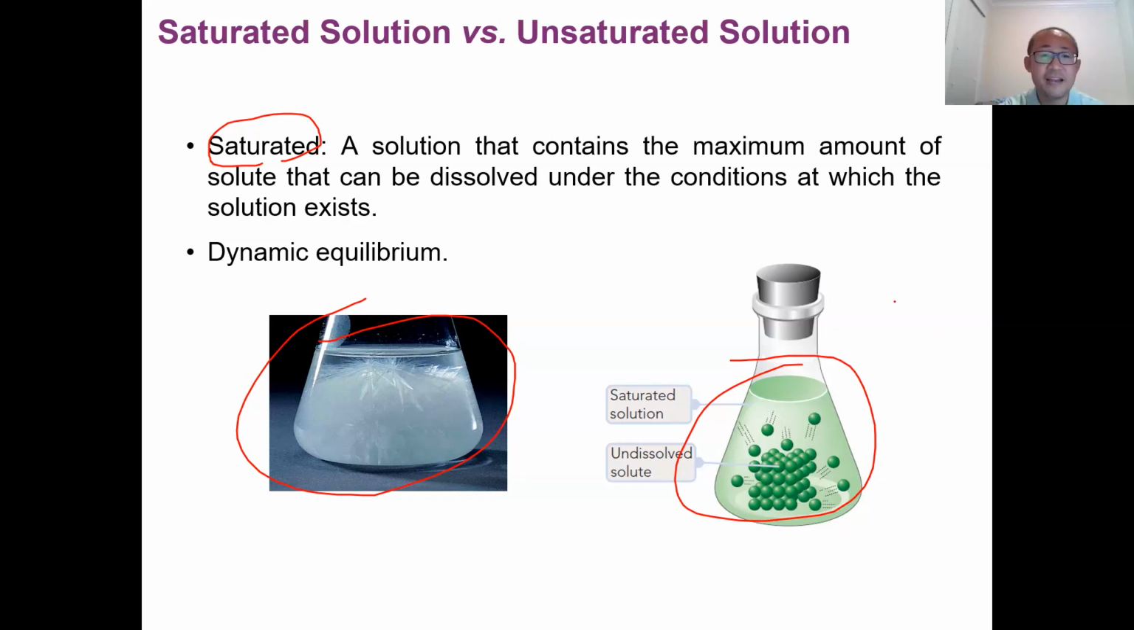And we call that process, again, a physical equilibrium, or dynamic equilibrium. It means that both directions are still happening: particles breaking apart and particles coming back. But when we see it, the amount of the solid or undissolved solute doesn't change. That's called equilibrium. And again, we know that the solution already contains the maximum amount of solute. We call that saturated.